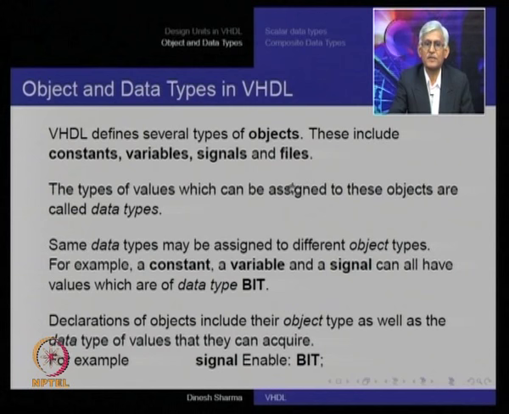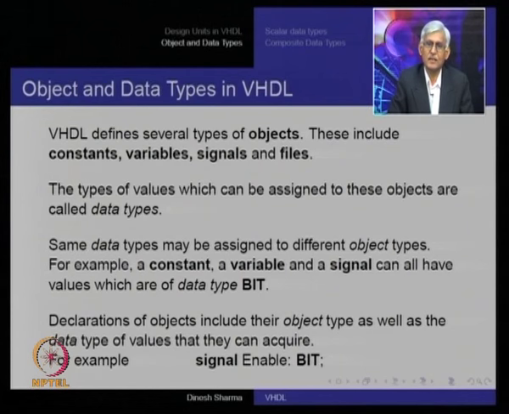Now, the types of values which can be assigned to these objects are called data types. Some data types may be assigned to different object types. So, be careful about this classification. These classifications are orthogonal. For example, you have a data type called a bit. Now, an object type constant could be assigned a value of a bit. For example, you might say a constant which we will call true is assigned a value of data type bit whose value is 1. A variable which is not a signal, which is only a computational device, could also have a data type called a bit.